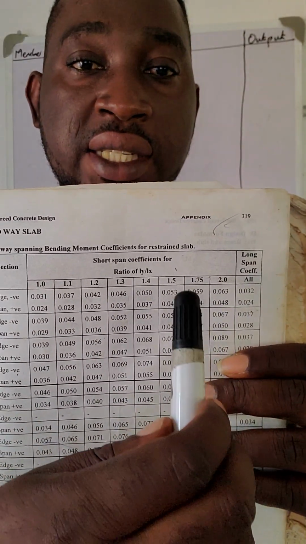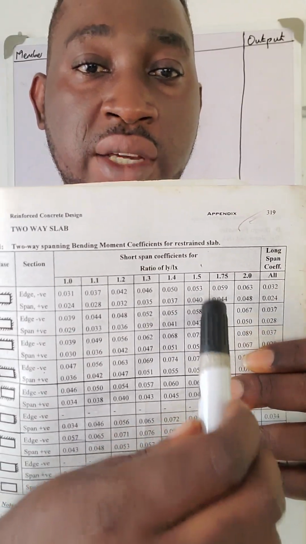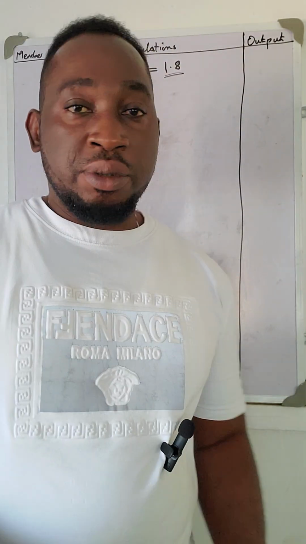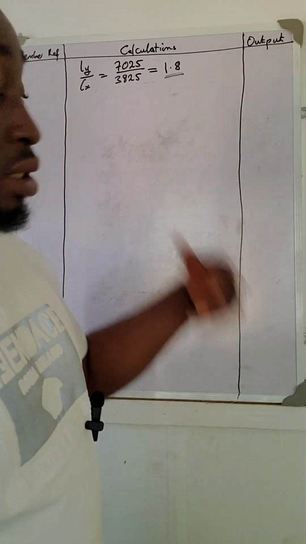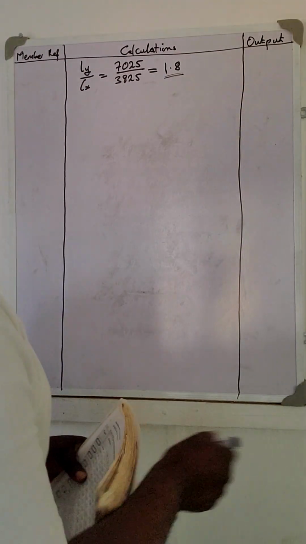You can see there is no 1.8 in this table. We only have 1.75, then 2. In this case, we are going to apply the principle of interpolation. We are going to interpolate the figures.